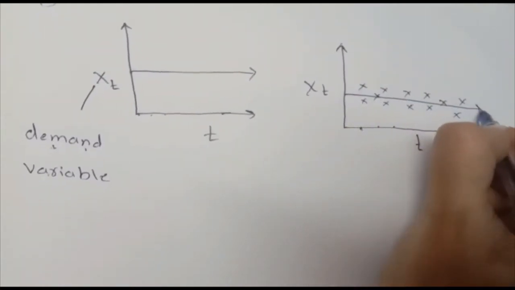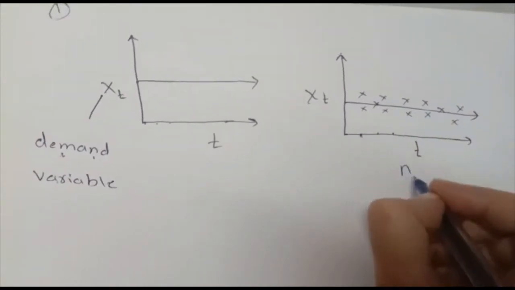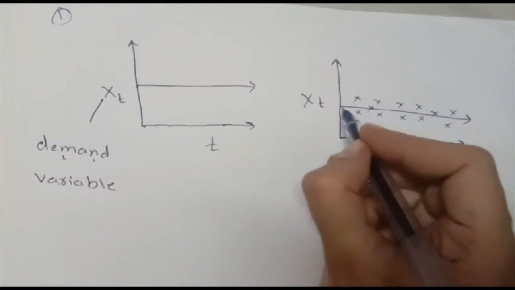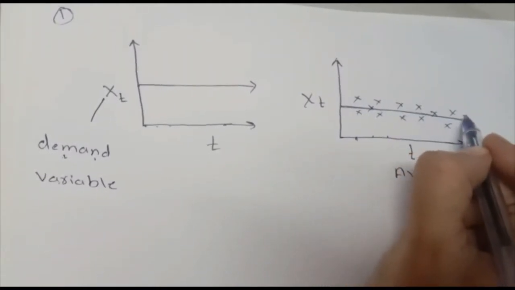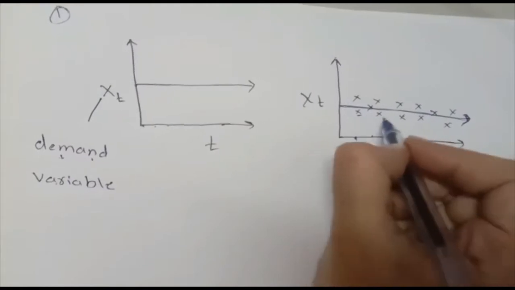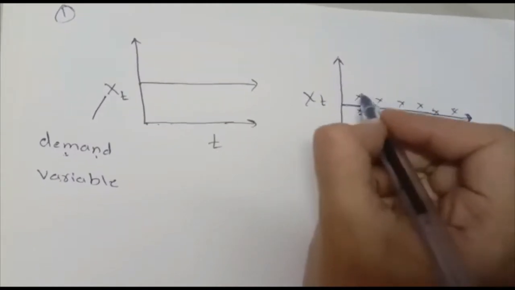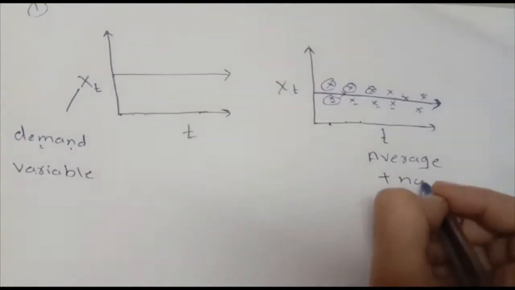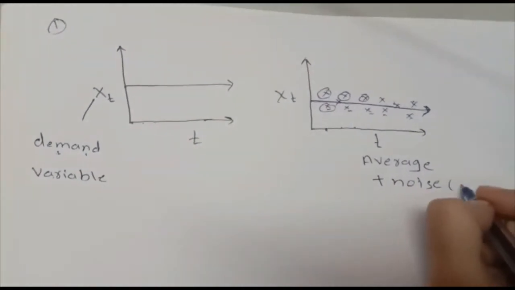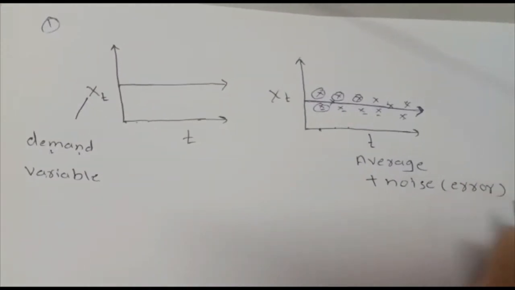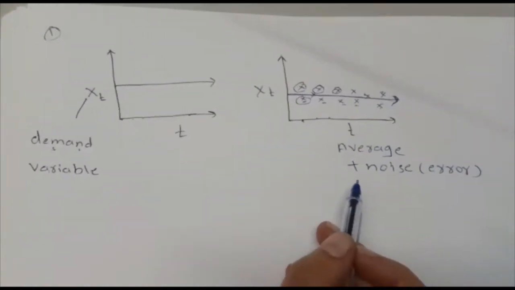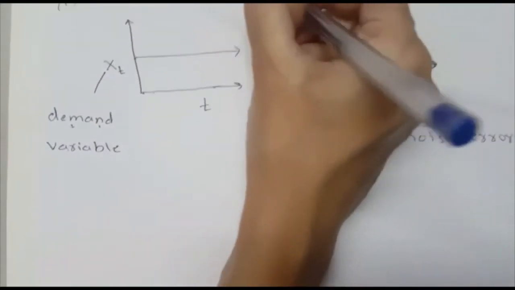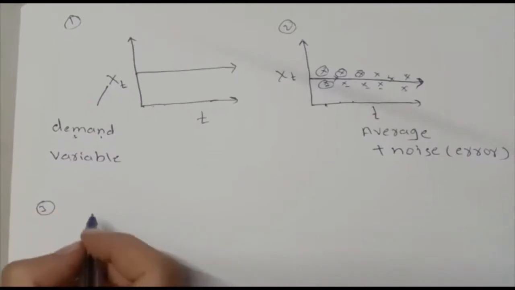We are taking the average value. So this is known as average. We are going to consider that this is a constant and it is an average value, and whatever values are around this average value is known as noise. So average plus noise, or we can say error. So this is the concept of average. Now next is the third case.